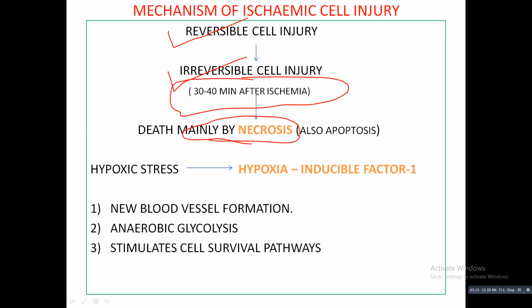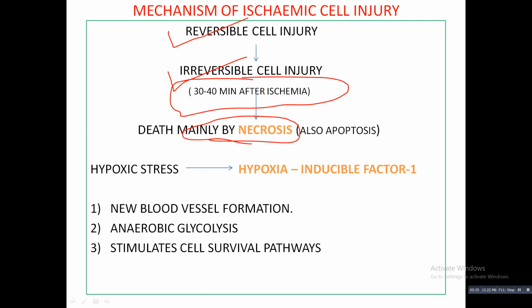So ischemic cell injury leads to death mainly by necrosis, but there is also a very small component of apoptosis. But for your single best answer, you will choose necrosis. If the options are necrosis, apoptosis, and the third option is both of them, you will select both of them.